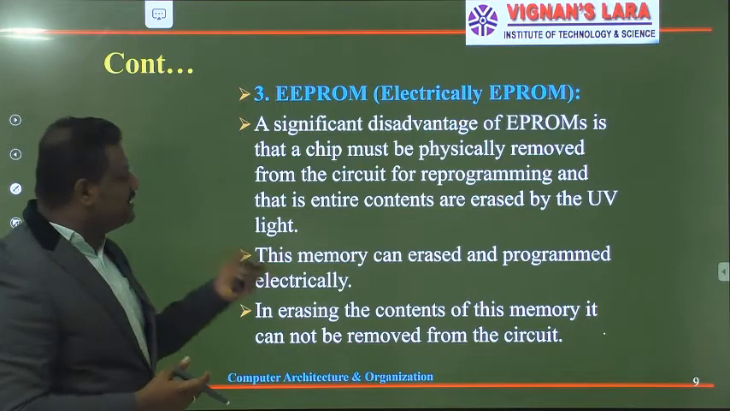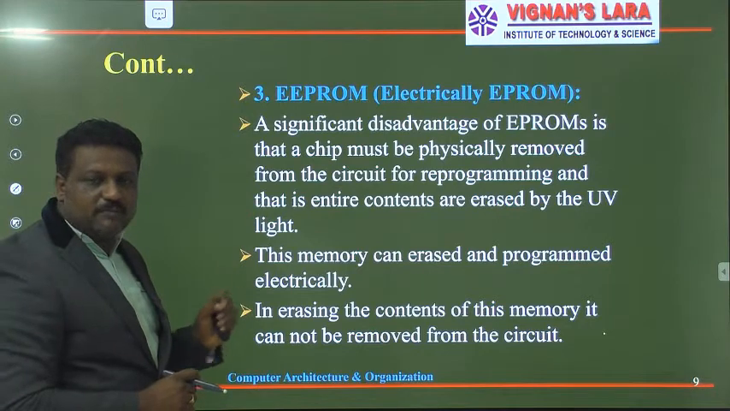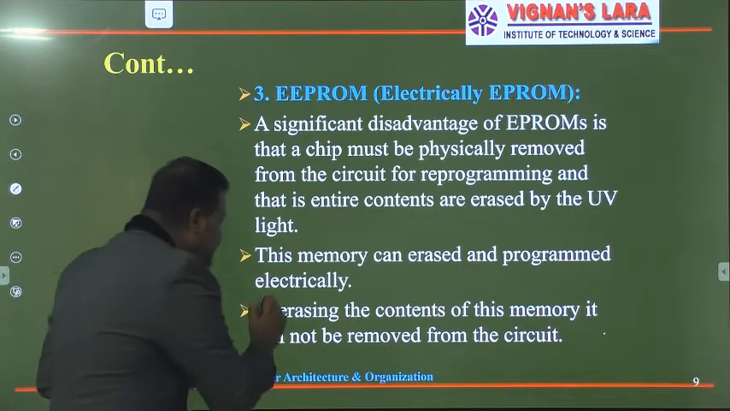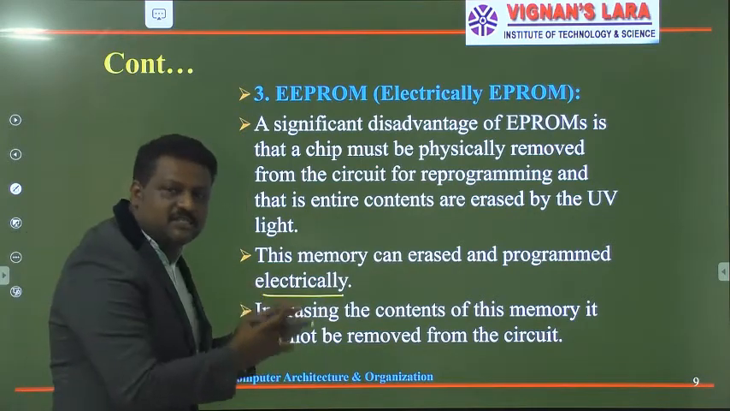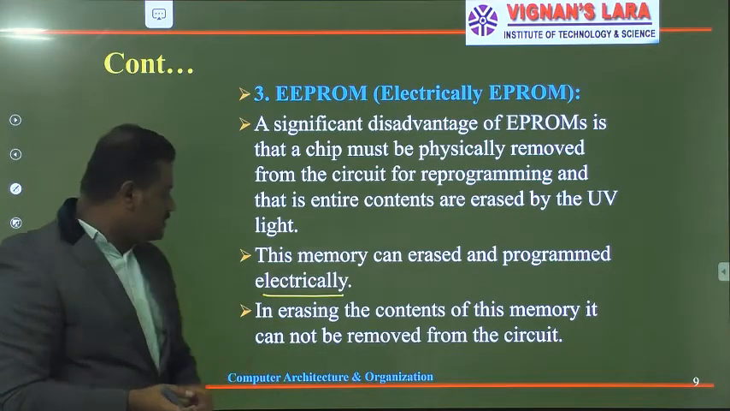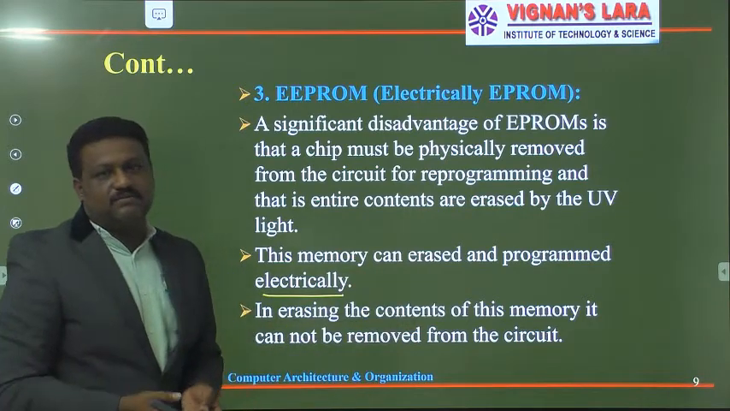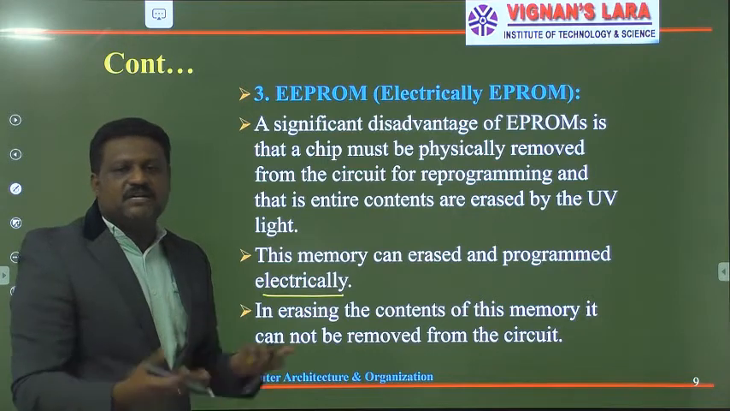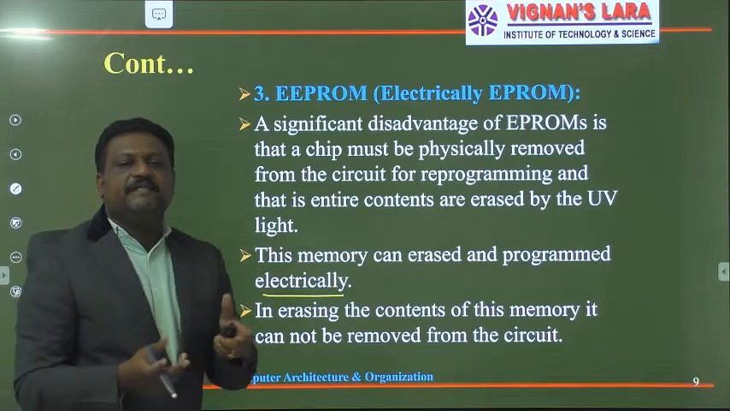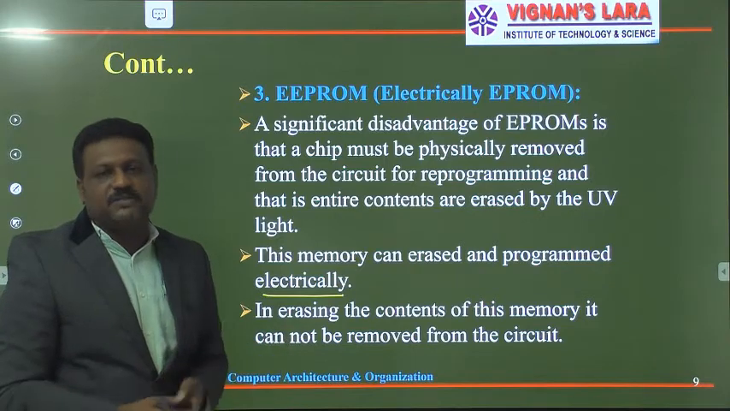So we consider that a main disadvantage. To overcome that, I shifted to EEPROM, that is electrically erasable programmable memory. This memory can be erased and programmed electrically. If I do this, I need not remove my memory chip from the circuit when I want to do the erasing process. So for erasing the contents of this memory, it need not be removed from the circuit. This is an advantage. In the previous case, I had to remove my memory chip from the circuit, and only then could I erase it by exposing the memory chip to UV light. But in the case of EEPROM, I need not remove my memory chip from the circuit itself.